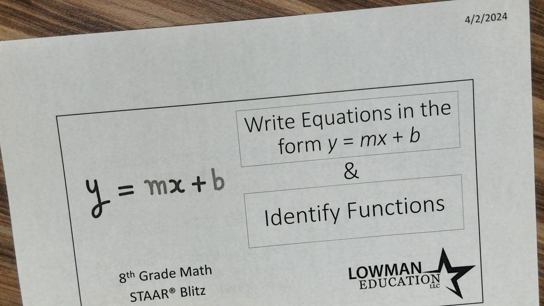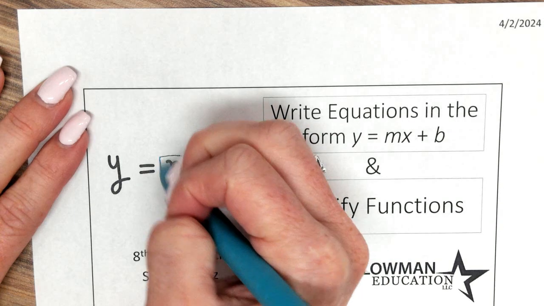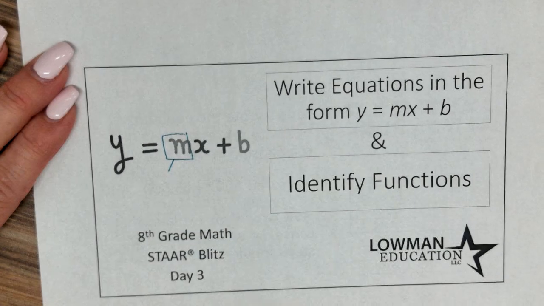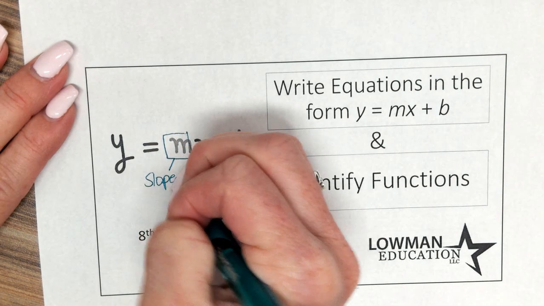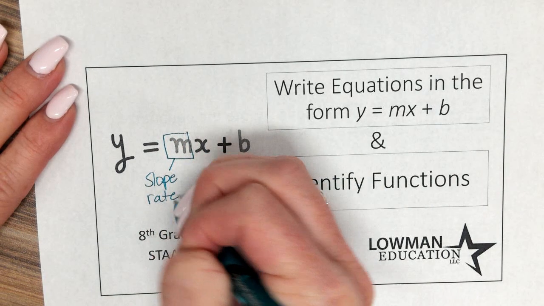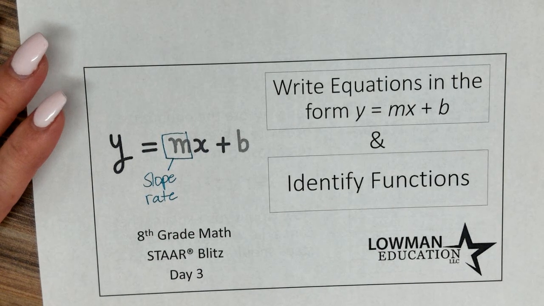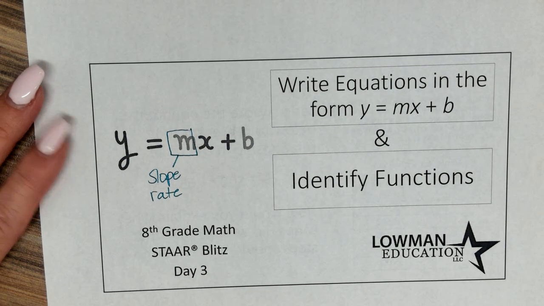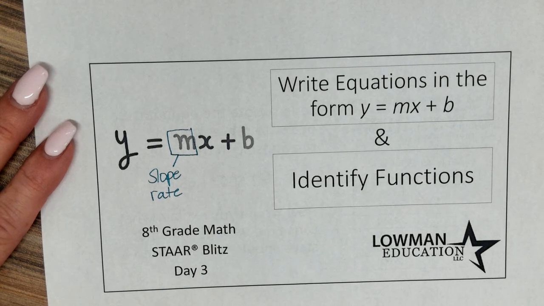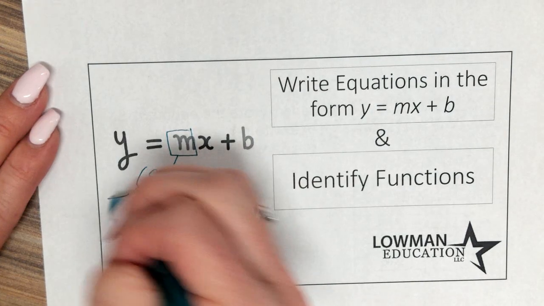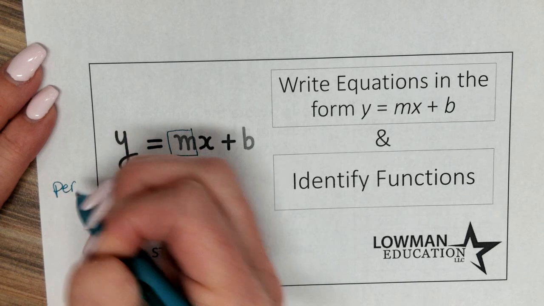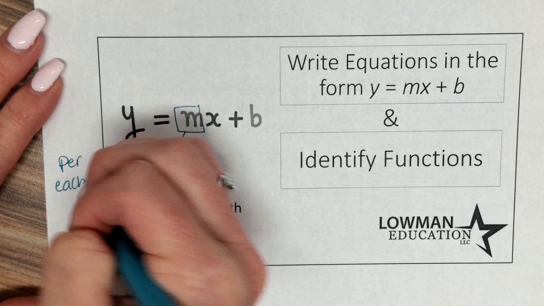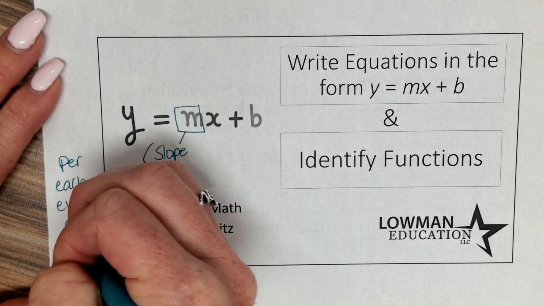And y equals mx plus b. The m, write it down, is the slope, also known as rate or rate of change or unit rate or constant rate. You're going to hear any of those words. What are the clue words for this? Per, each, every, and an.